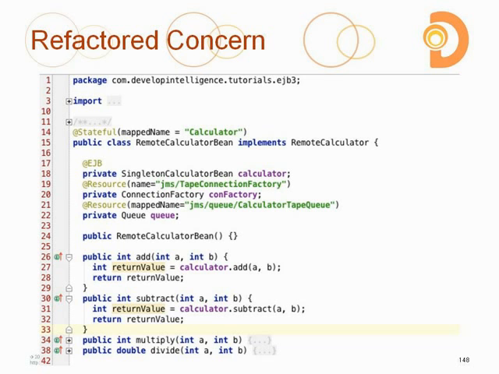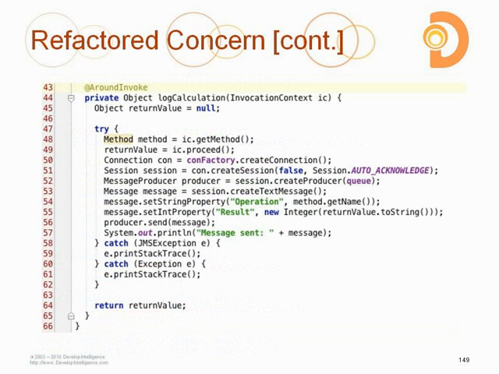So here's a refactored representation. Generally looks the same for add and subtract. You'll notice the log calculation piece is gone. But now what I do is I create this interceptor method functionality by taking the standard log calculation, adding to it the @AroundInvoke annotation, and now every single method that's invoked within that class is going to get intercepted.